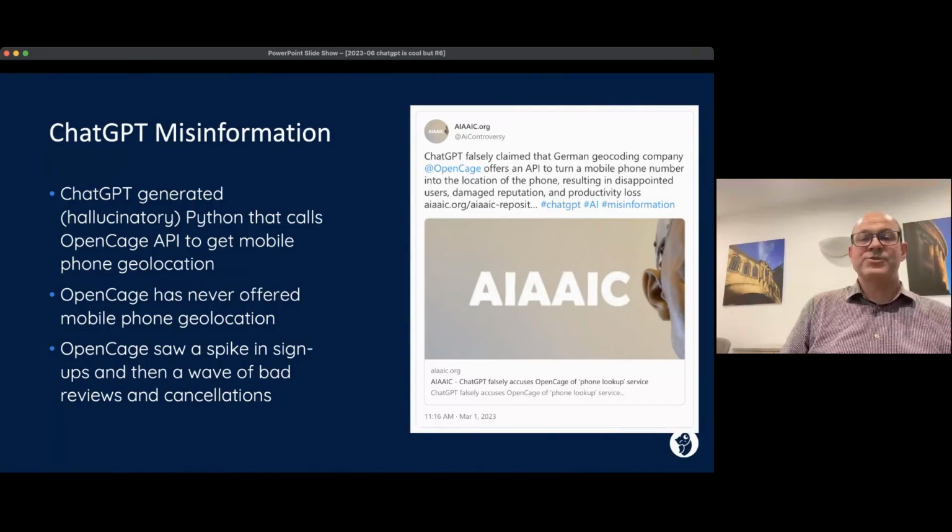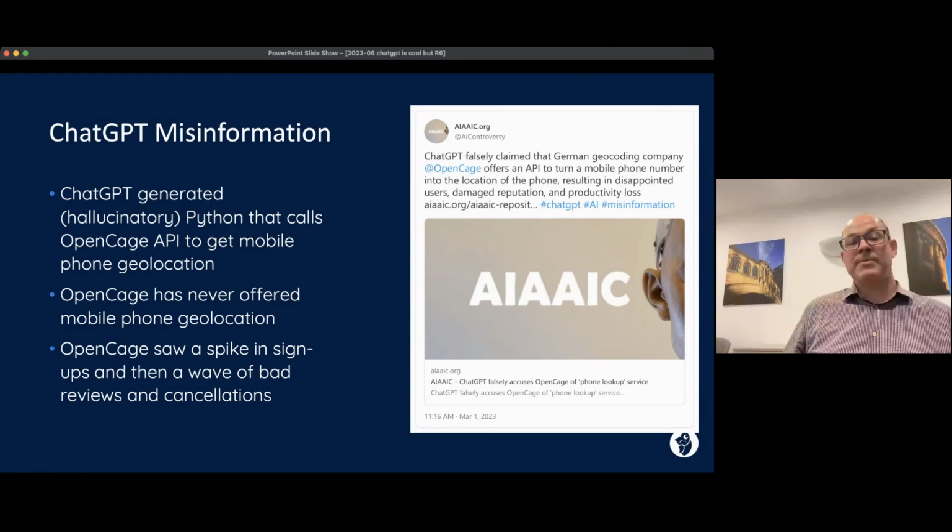This is a really extraordinary example. ChatGPT generated hallucinatory Python to call an API that purported to be able to tell you, given a phone number, where that phone was, which is a scary prospect if you think about it. Somebody could just take your phone number and know where you were. That's not really information that you necessarily want everybody to have.